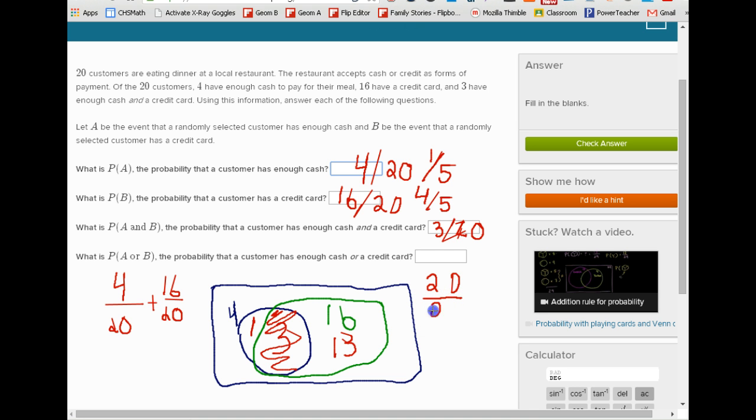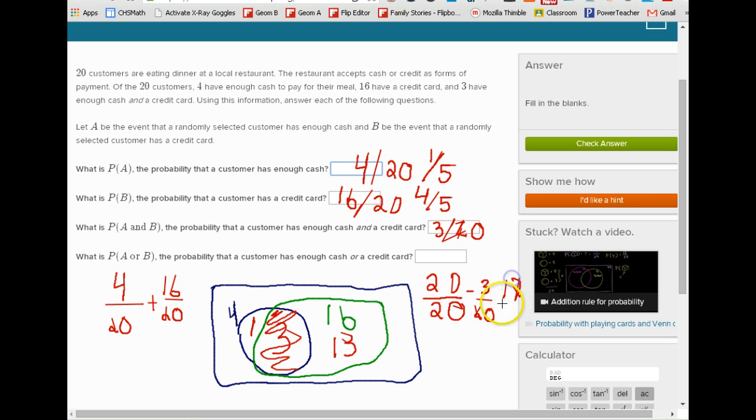Was that right? What about this overlap? Didn't we double count the overlap? We have a little bit of a problem. 3 of these people that had cash or credit were double counted. They were counted as 3 of the 4 here and 3 of the 16 there. So guess what? We've got to take away the 3 in the overlap of the 20. So our answer is going to be 17 over 20.